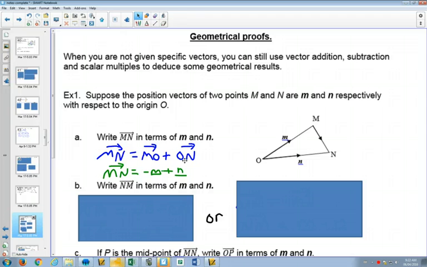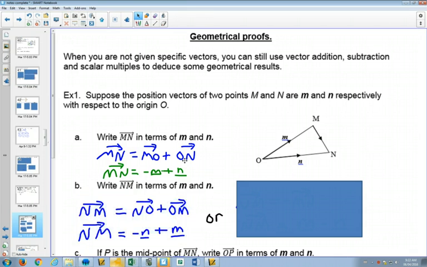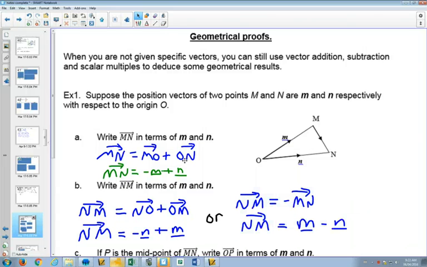So to go from m to n, you could do that by going to the m, minus m, because that would get you back to the origin, and then plus n, because that would get you to n. And then n to m would just be the opposite of that, minus n plus m, or just m minus n.